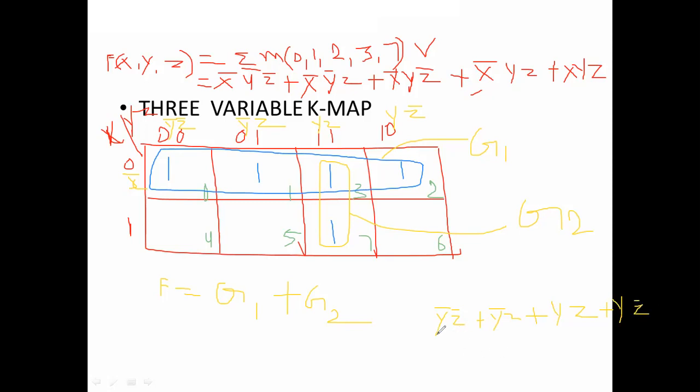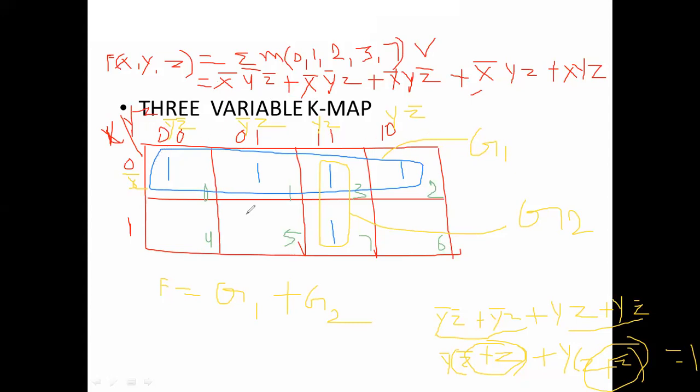Okay, see here, out of these two, which is taken as common? Y bar is taken as common. Then what is the remaining? Z bar plus Z. Plus, out of these two terms, which is taken common? Y. So what is the remaining? Z plus Z bar. Z plus Z bar means this value is 1, this value is also 1. So y bar plus y is equal to 1. If you sum all the possibilities, then this will be 1.